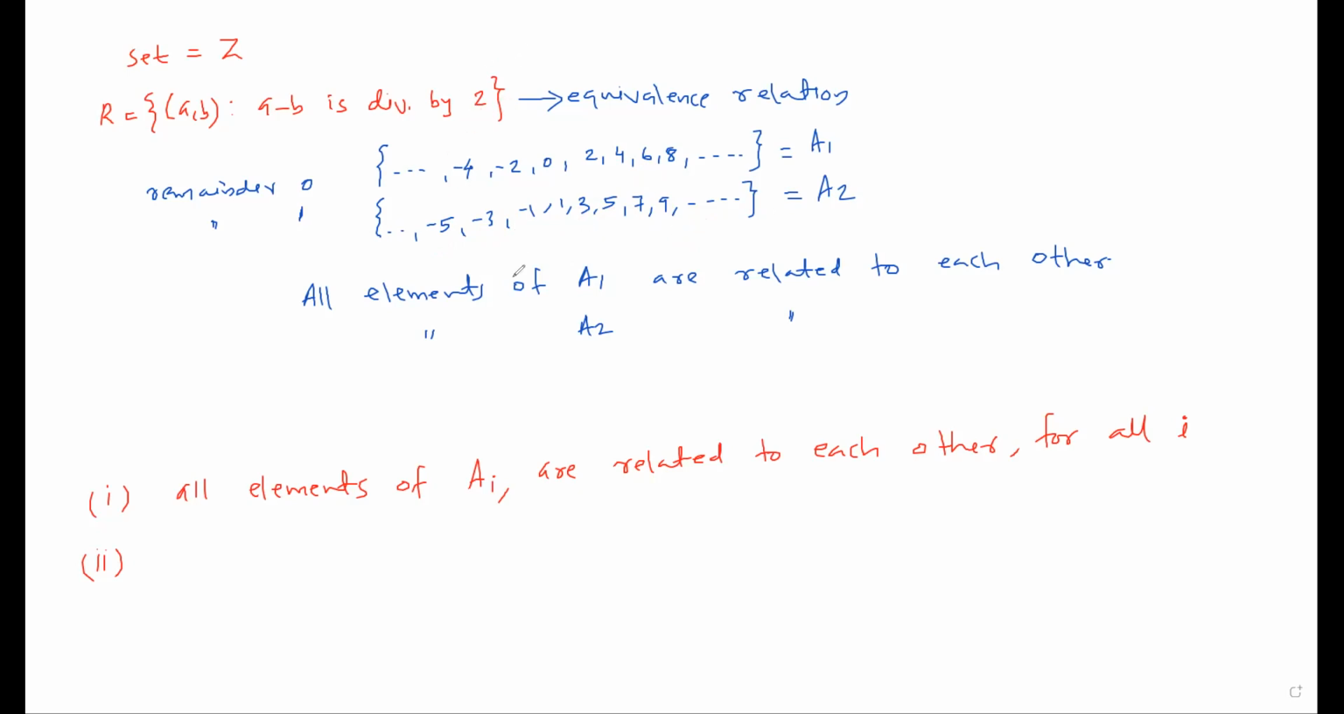So you can see that no element of AI is related to any element of another set AJ. I is not equal to J. I and J are equal मतलब they are same set. इसका मतलब जो अलग अलग सेट है उसका एलिमेंट्स के बीच में कोई रिलेशन नहीं.